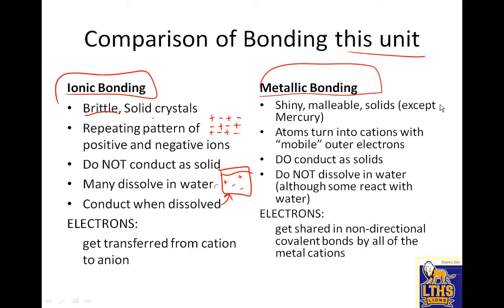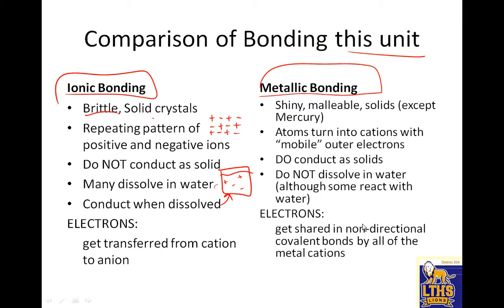Metallic bonding. Metals are shiny, malleable solids, except mercury is a liquid. The atoms turn into cations with mobile outer electrons. Okay, they do conduct as solid because those mobile electrons can pass current through. They don't dissolve in water, although some metals do react with water. What's the deal with their electrons? Well, they get shared in all directions by all the metal cations.